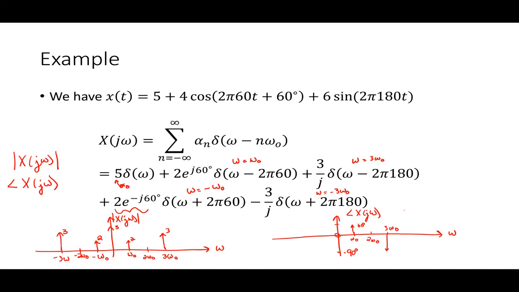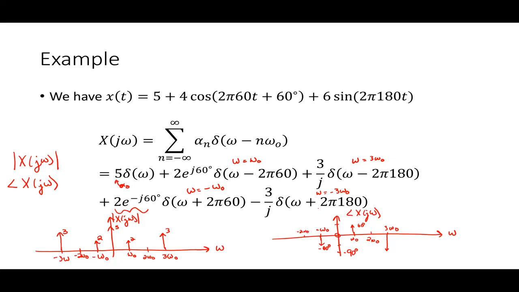Now, let's do the negative half. At minus omega naught, I have basically negative 60 degrees. So this is negative 60 degrees at minus omega naught. Here's minus 2 omega naught.